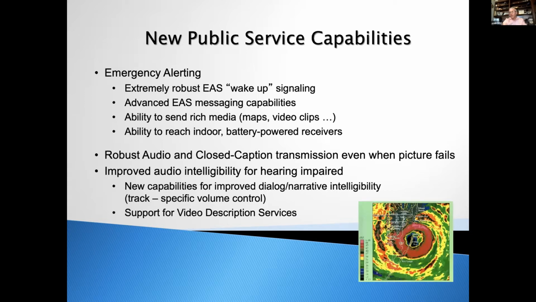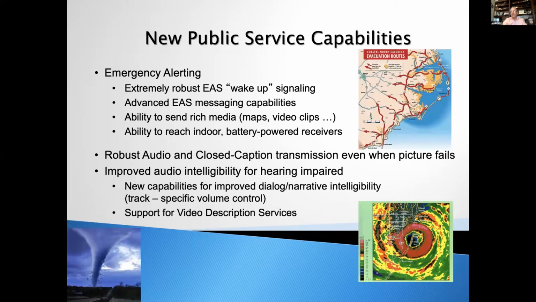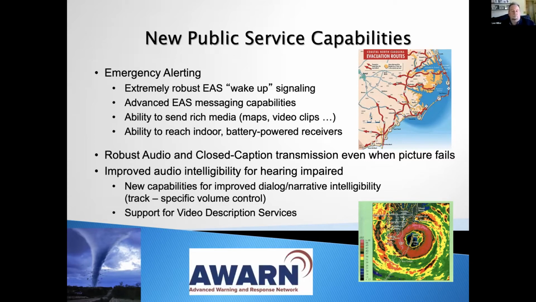It's good, oh look, we have a hurricane over there, but robust closed caption transmission, and use it for whatever we need, evacuation routes, and literally to show down to the small neighborhood. And the size of the neighborhood will be down to the size that we will. And so obviously we're working with AWARN, and AWARN is a big partner. And this is a very big deal in terms of the public service of the ATSC 3.